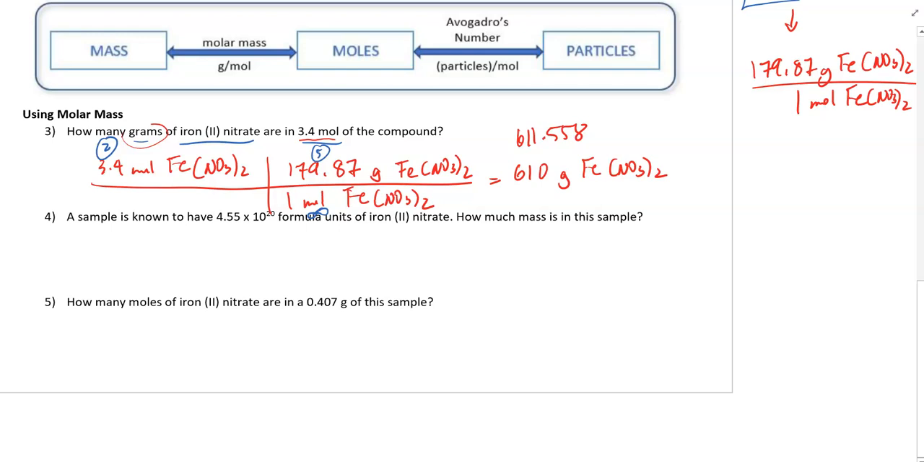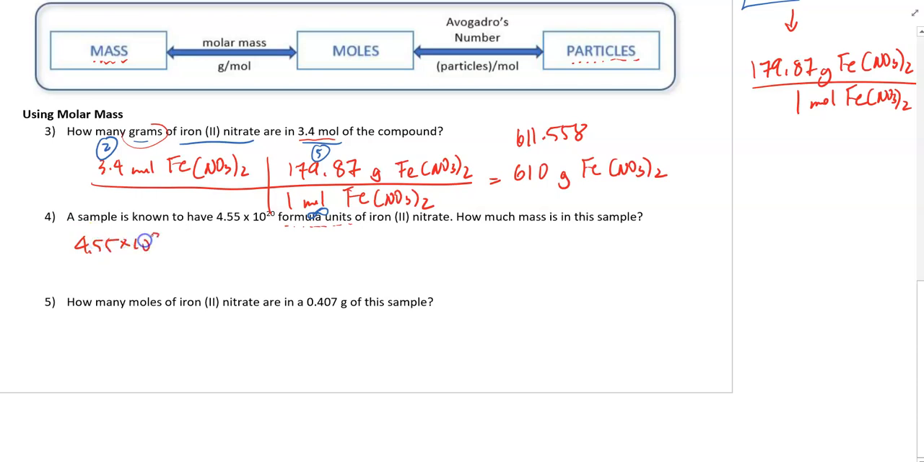The question is asking: a sample is known to have this many formula units. By the way, formula units, that's the term that's used as a representative particle for ionic compounds. How much mass is in the sample? All right, so in this case, we're given a particle amount, and we're being asked about a mass amount. How do we go from particles to mass? Well, first I need to apply Avogadro's number to get it to moles. And then once I have a mole amount, I can apply molar mass to then get the actual mass. So this is going to be a two-step process. Let's see how it looks.